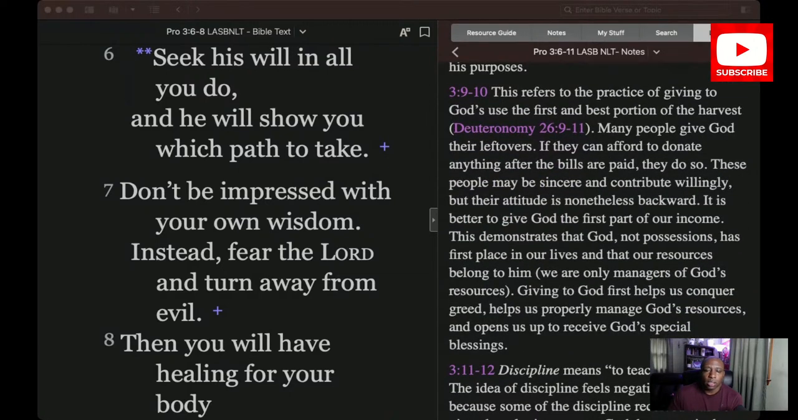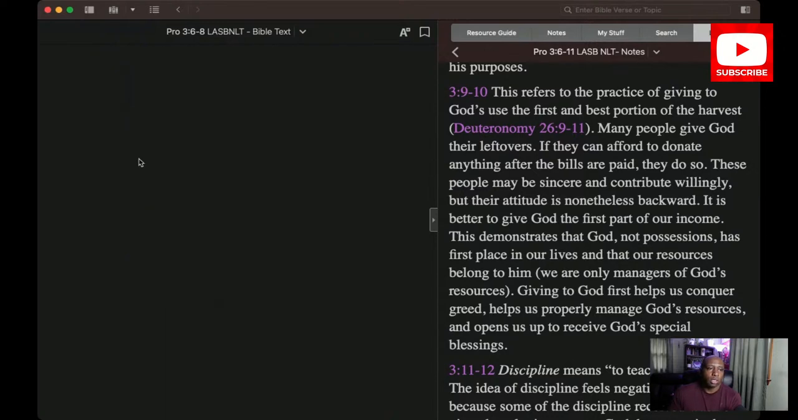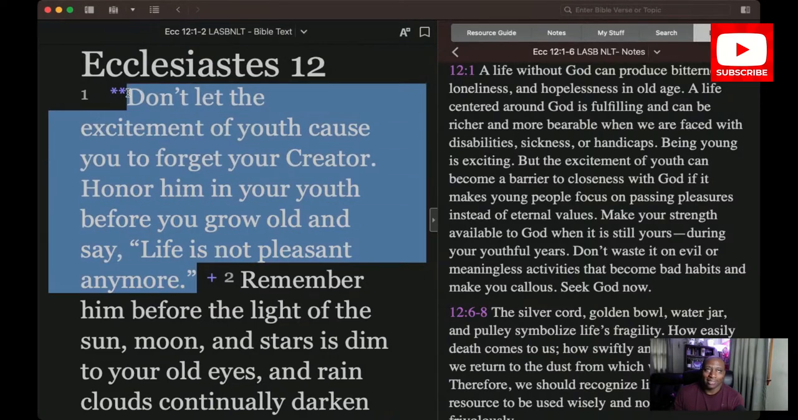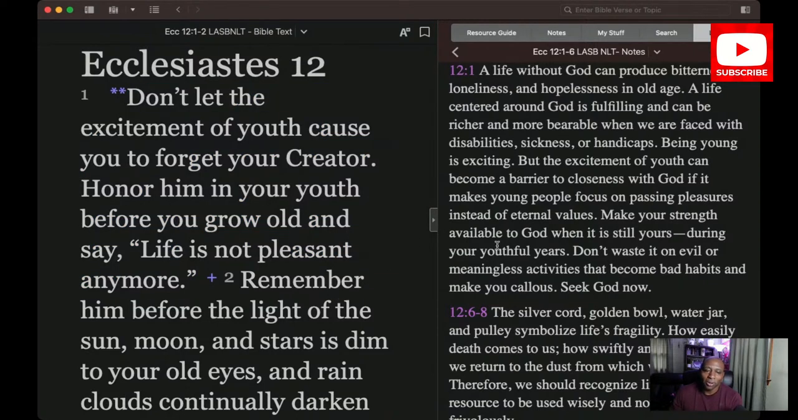Let's take a look at Ecclesiastes chapter 12, verse 1. Ecclesiastes chapter 12, verse 1 says what? Don't let the excitement of youth cause you to forget your Creator. Honor him with your youth before you grow old and say, life is not pleasant anymore. I see that one. I'm like, that's how it's going to be when I get old.